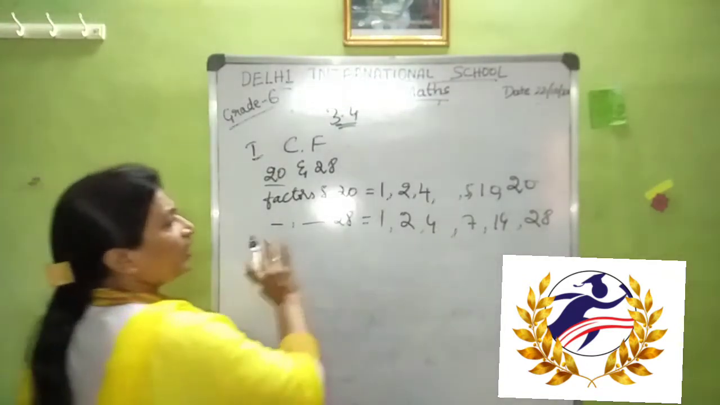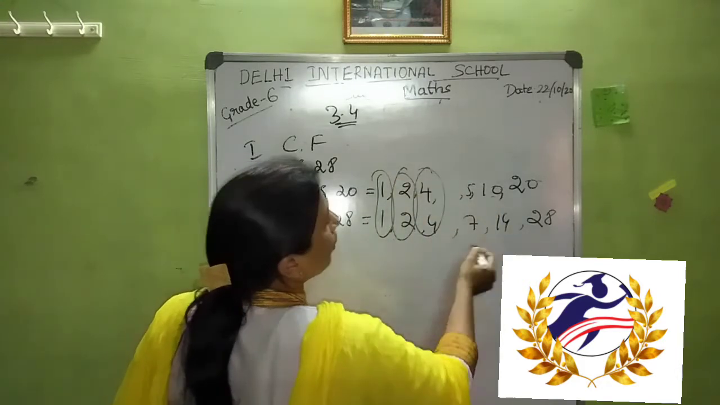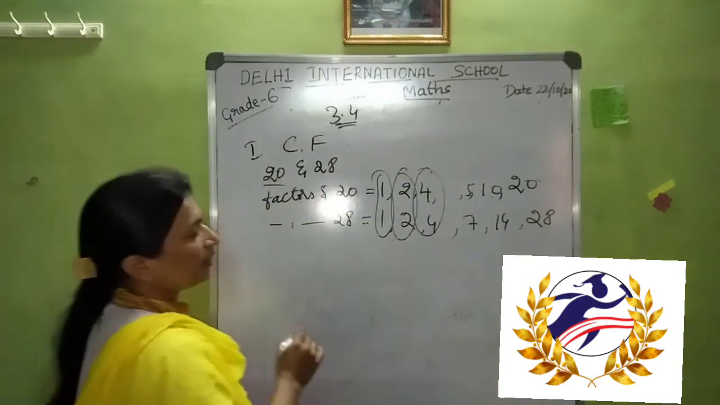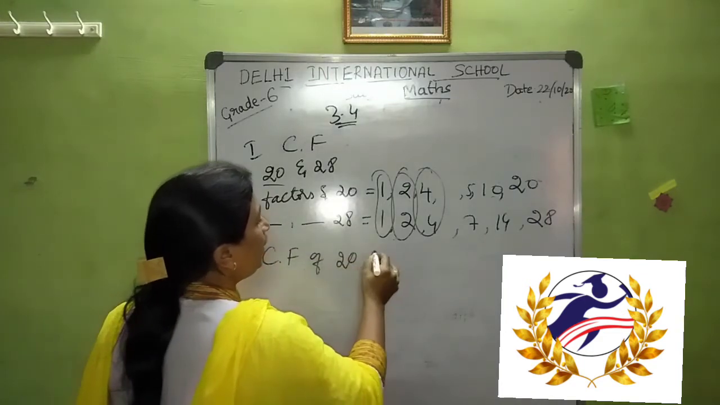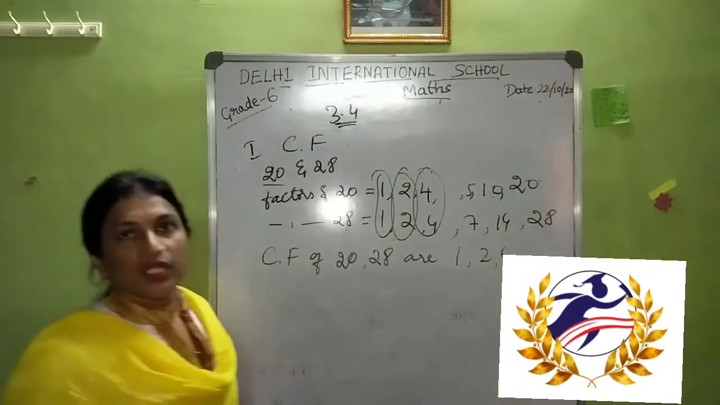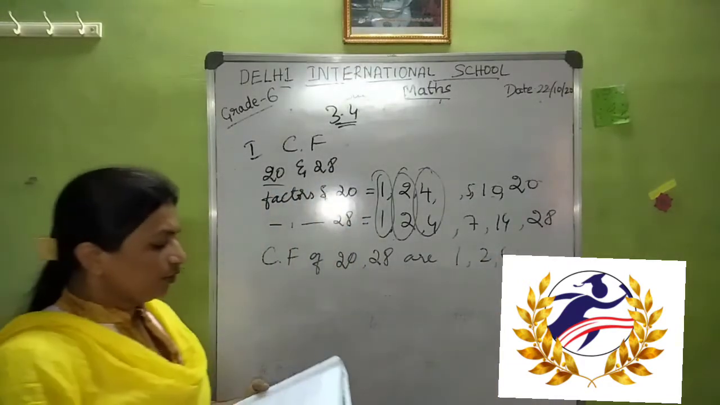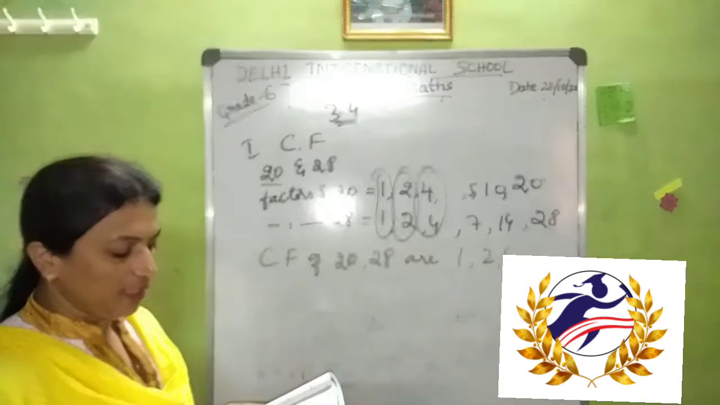So let us take the common ones in this: 1, 2, 4, and nothing else. So the common factors of 20 and 28 are 1, 2 and 4. This is how the problem is done. You find the common factors by taking the factors of the individual numbers.